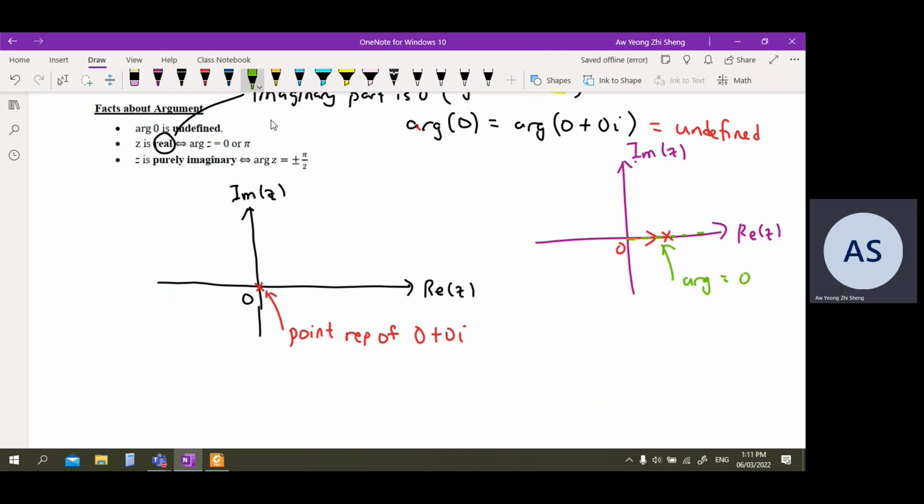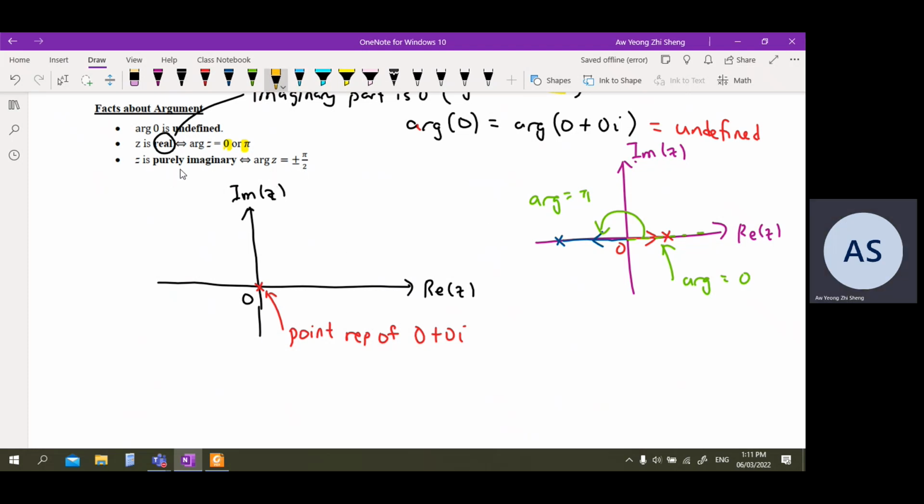If you have your point representation on the left of the real axis and this blue line becomes your vector representation, then the argument would be pi. So this tells us if your z is a real number, then the argument of z is either 0 or pi. It's either 0 or pi. If you keep your answer to the principal range, of course. Okay.